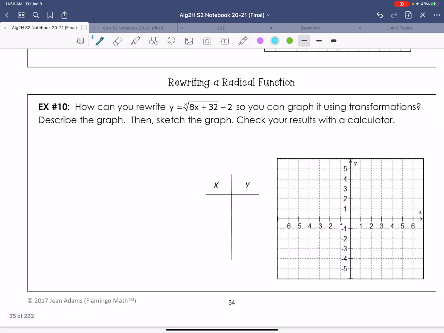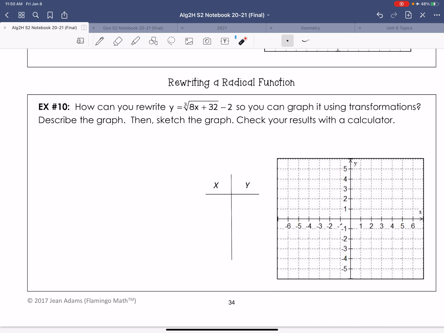Ooh, love this question. This is a great question. All right, so the way this is written right now, some of you are going to try graphing, and you're going to be like, wow, it's not even going to fit on my graph, because you're thinking, well, this is going to go left 32 and then down 2.